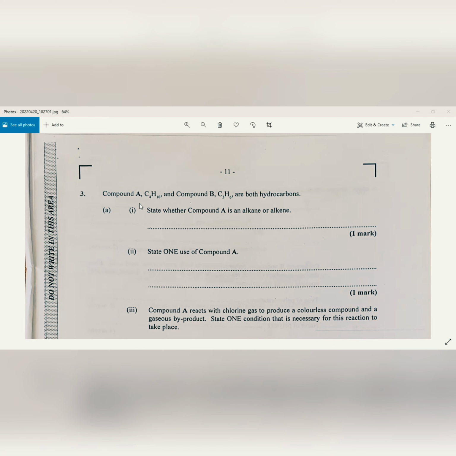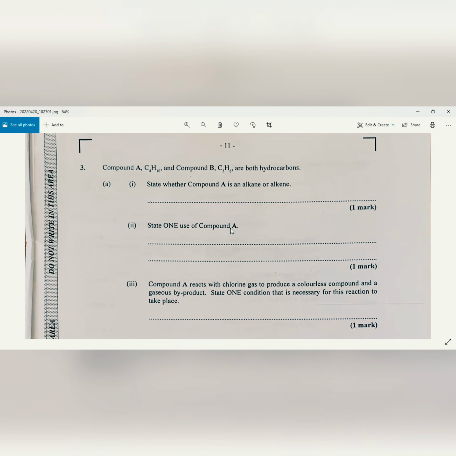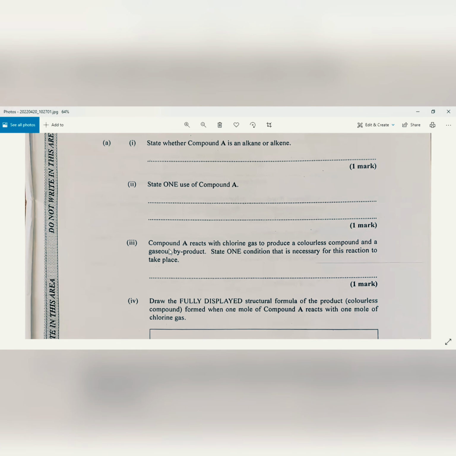State one use of compound A. Butane can be used as a fuel. That's what they use in these compressed gas tanks that you use at home sometimes, butane or propane, right? LPG gas, liquid petroleum gas. All right, so then now compound A reacts with chlorine gas to produce a colorless compound and a gaseous byproduct. State one condition that is necessary for this reaction to take place.